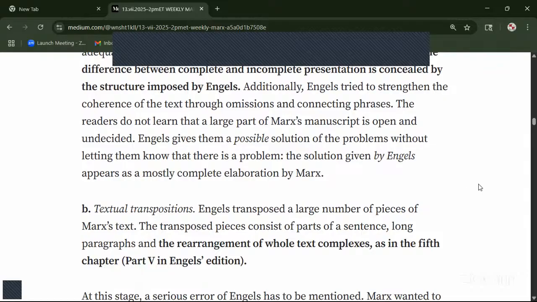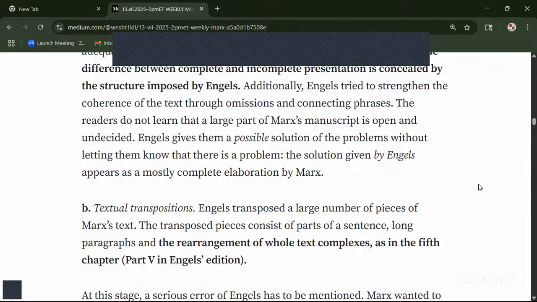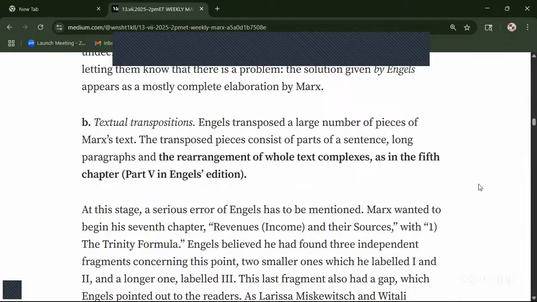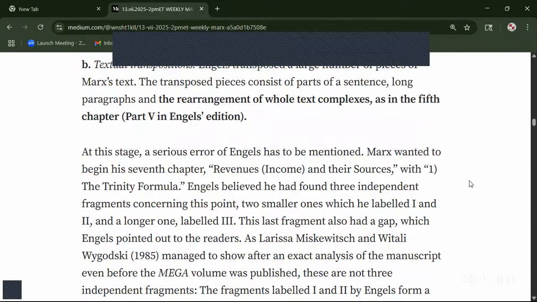B. Textual transpositions. Engels transposed a large number of pieces of Marx's text. The transposed pieces consist of parts of a sentence, long paragraphs, and the rearrangement of whole text complexes, as in the 5th chapter, that is part 5, in Engels' edition. At this stage, a serious error of Engels has to be mentioned.